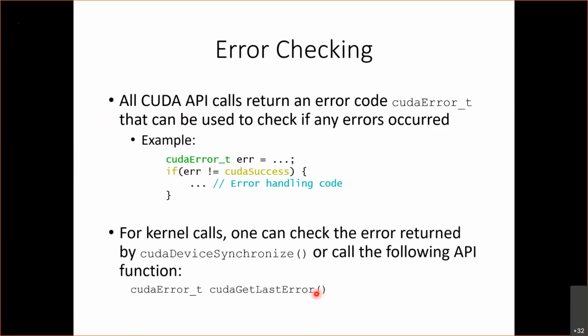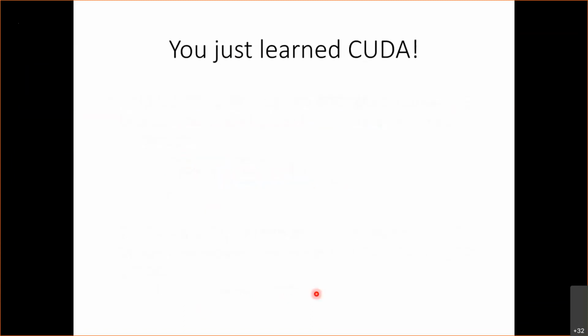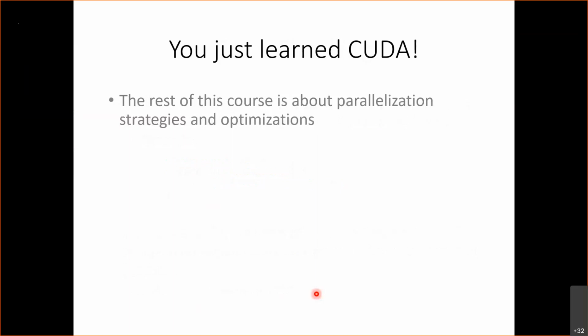With that said, you just learned CUDA. Now you know how to take code that runs on the CPU and copy the data to the GPU, run it in parallel on the GPU, and then copy the result back. The rest of this course is about parallelization strategies and optimizations that we can apply in order for us to get good performance out of our code. Obviously, if you're taking a parallel programming course, you care about performance. So I hope that you stay in this course.